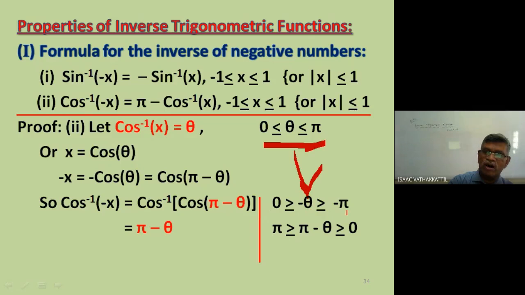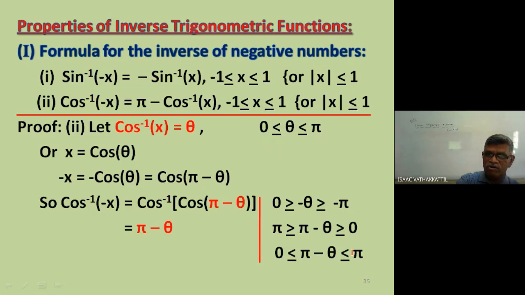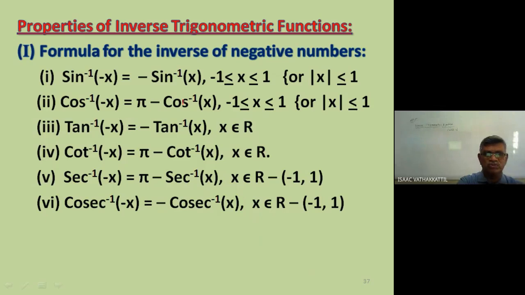I am adding pi throughout. Adding pi throughout, we get pi is greater than or equal to pi minus theta, which is greater than or equal to 0. Or reading from this side, 0 is less than or equal to pi minus theta, which is less than or equal to pi. That is sufficient to take cos inverse. So cos inverse of cos of pi minus theta is pi minus theta, because pi minus theta lies between 0 and pi. Well, what is theta? Theta is cos inverse x. So this is pi minus cos inverse x, and hence cos inverse of minus x is pi minus cos inverse x.